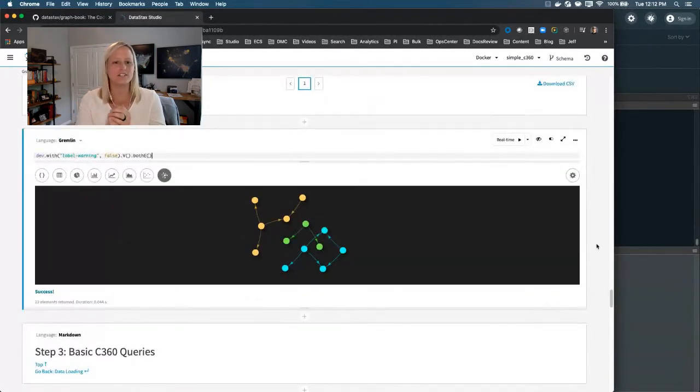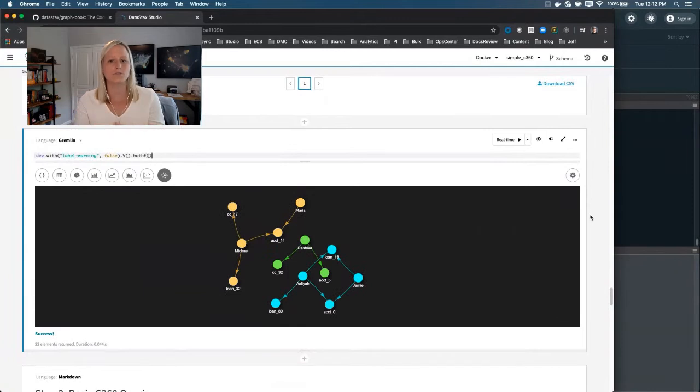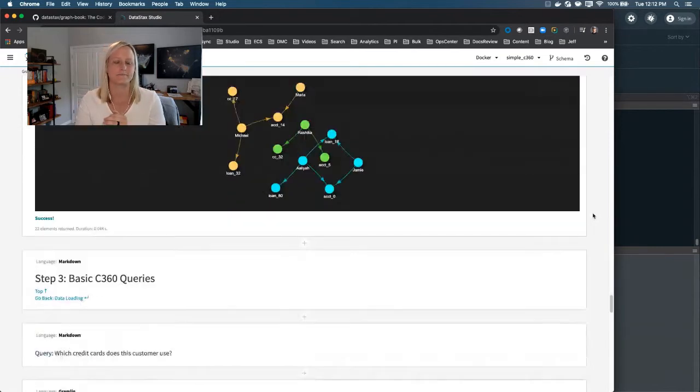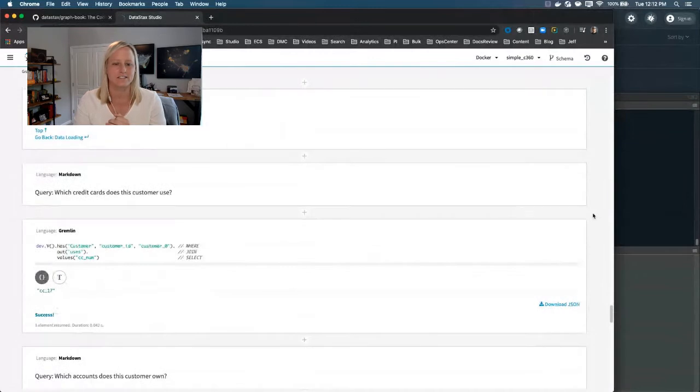Okay. There you go. So what you can see here is that this is the data we added into the database last time. We have some customers, we have their accounts, etc. And so this is essentially giving you a whole picture of every piece of data we have in our graph database right now. So we're going to go ahead and get to our first set of queries, which is the cell below this.